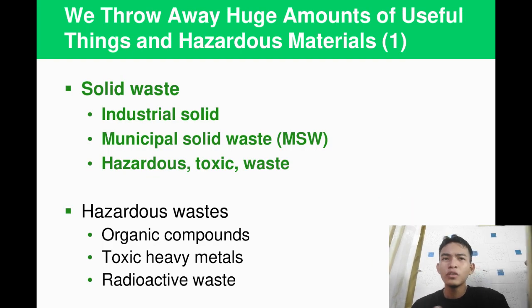And for the slide on useful things and hazardous materials, solid waste covers three types: industrial solid waste, municipal solid waste, and hazardous toxic waste. First is the industrial solid waste. This is the all-encompassing term used to describe material considered to be no longer of use after the manufacturing process has been completed. So it means that this waste is coming from the manufacturing facilities, and it is no longer used because it was already used by the manufacturing.